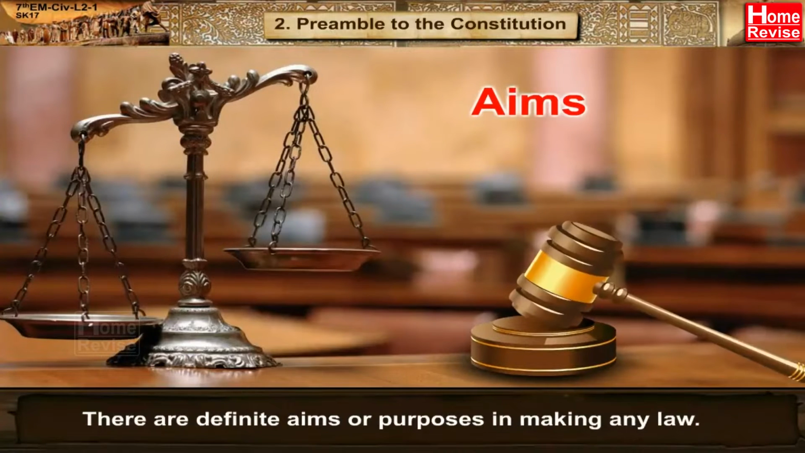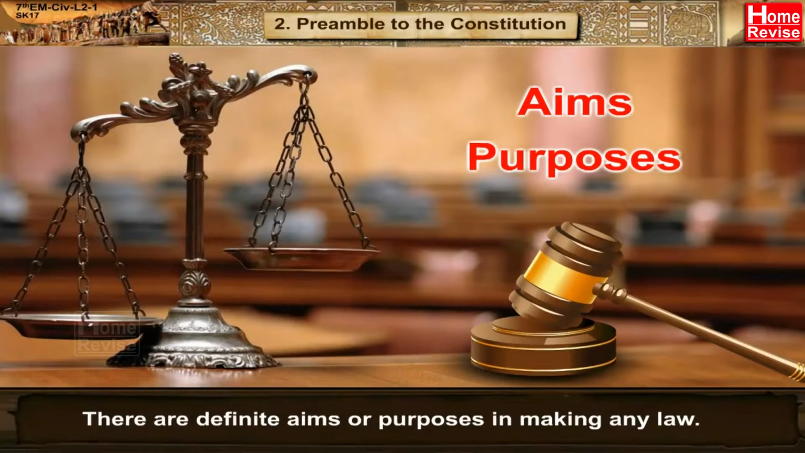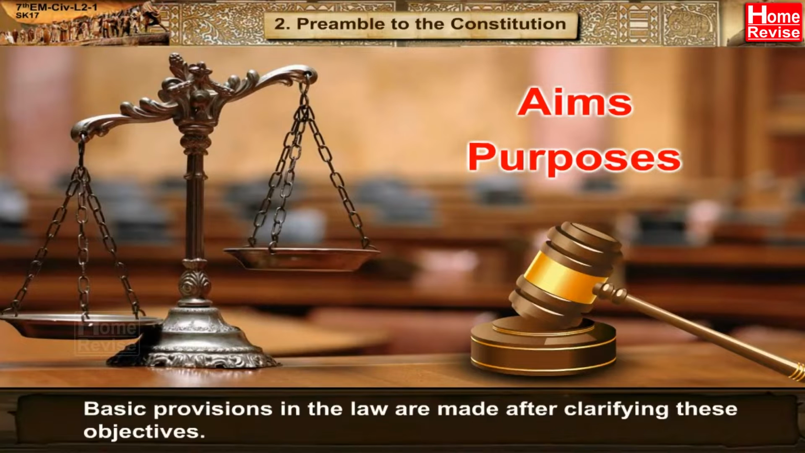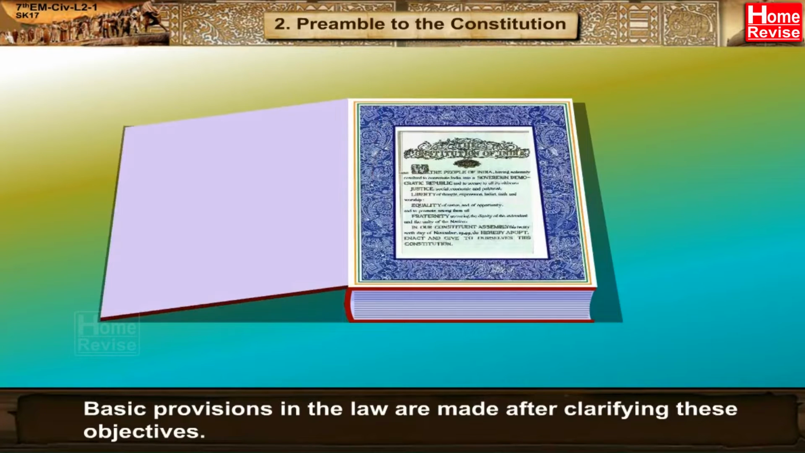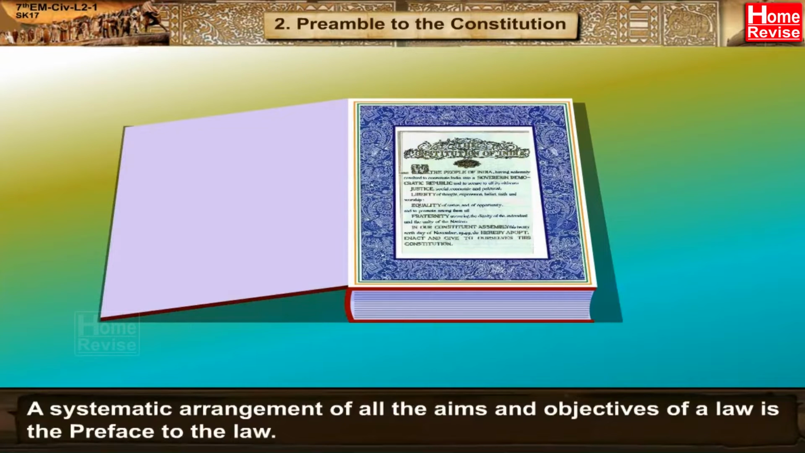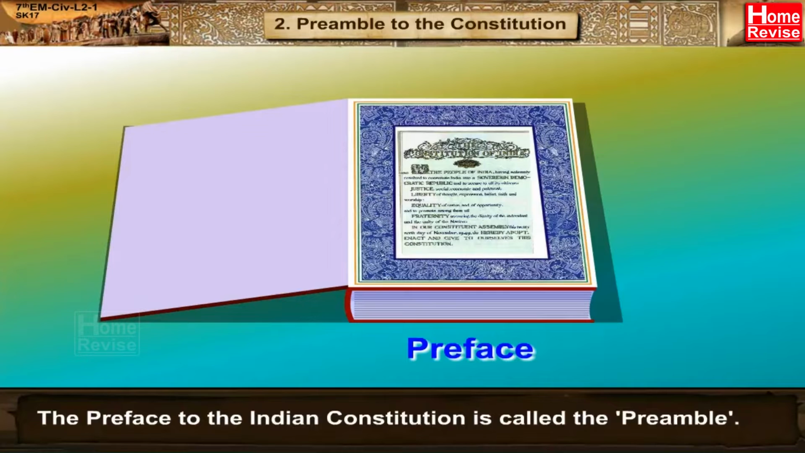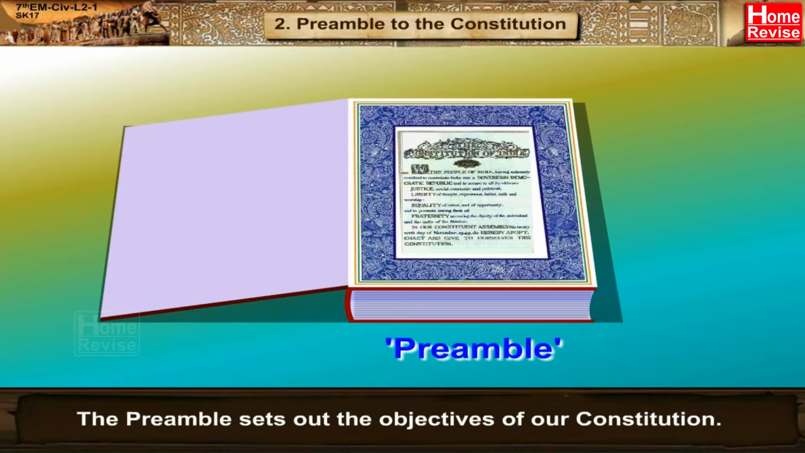There are definite aims or purposes in making any law. Basic provisions in the law are made after clarifying these objectives. A systematic arrangement of all the aims and objectives of a law is the preface to the law. The preface to the Indian Constitution is called the Preamble. The Preamble sets out the objectives of our Constitution.